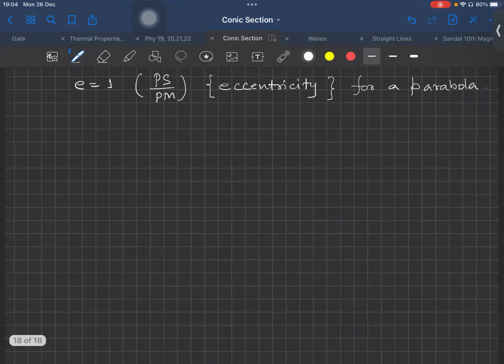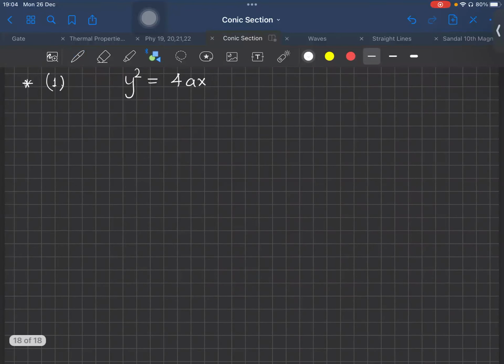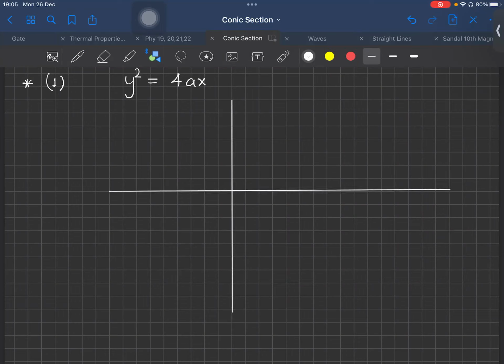For number 1, for the parabola y square is equal to 4ax, let's discuss this parabola. Again, first we have to draw the axis. And let's draw the parabola.